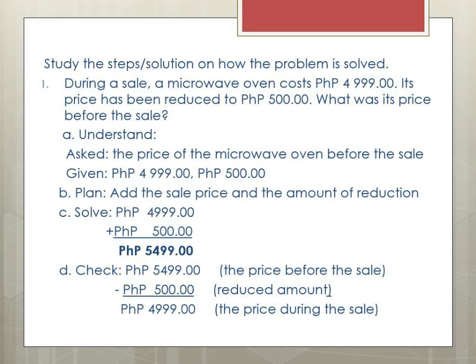Now for letter D, check. Since the opposite of addition is subtraction, we may subtract the price before the sale, which is 5,499 pesos, less the reduced amount, which is 500 pesos. Then subtract 0, 0, then 9 minus 0 is 9, 9 minus 0 is 9, 4 will become 14 minus 5 is 9, 5 will become 4. So the price during the sale is 4,999 pesos as stated in the problem.